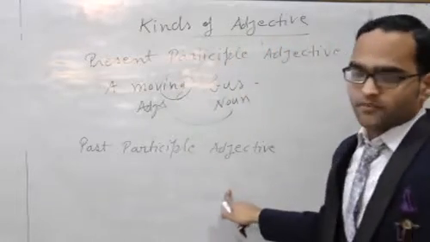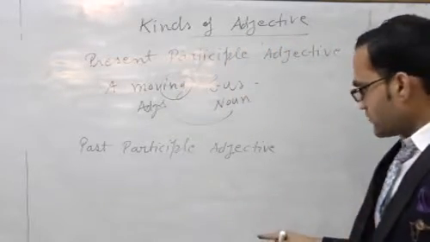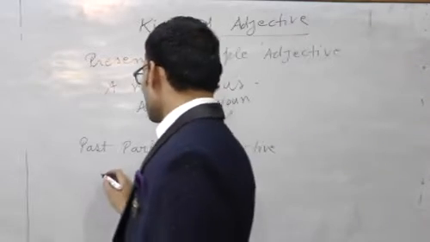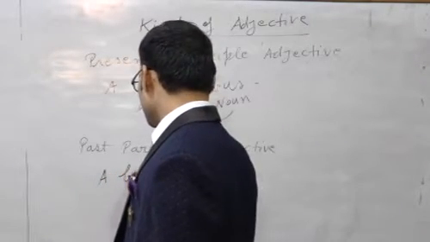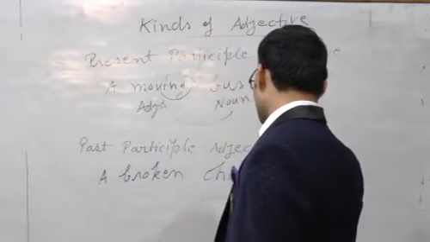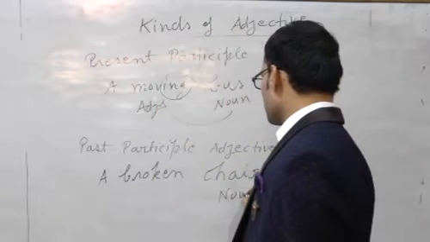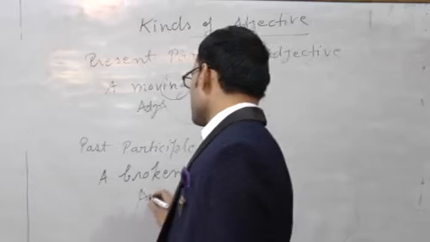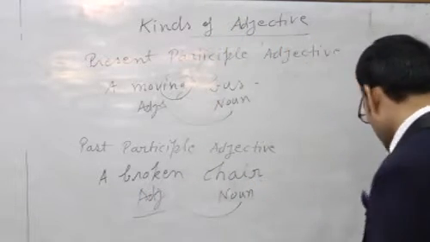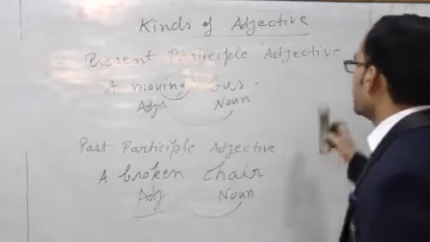Past participle adjective: the third form of the verb becomes a past participle adjective when it is used before the noun. For example, a broken chair. Chair is a noun, and before a noun we use an adjective. Clear the point? Note it down, dear child. Now we discuss the next point.